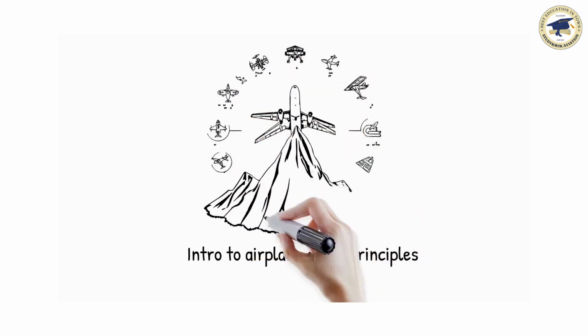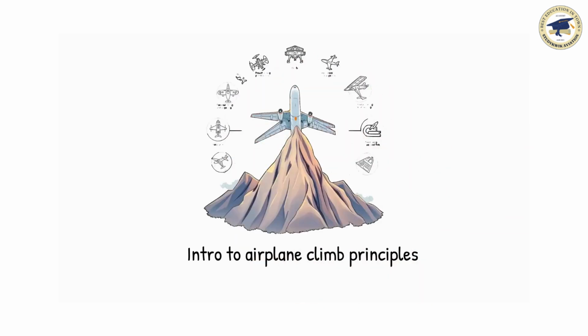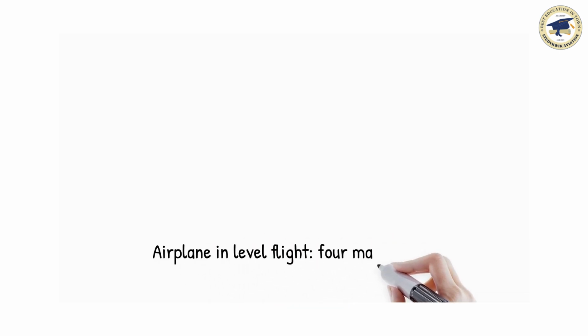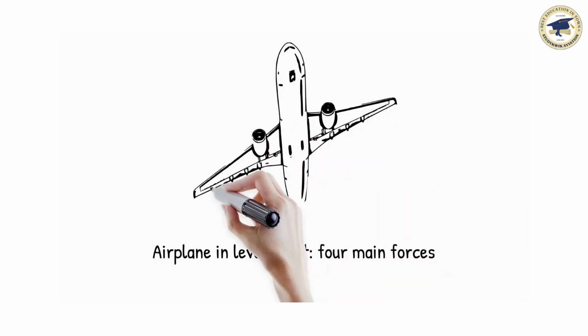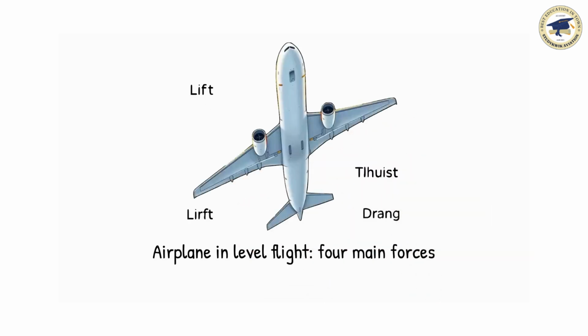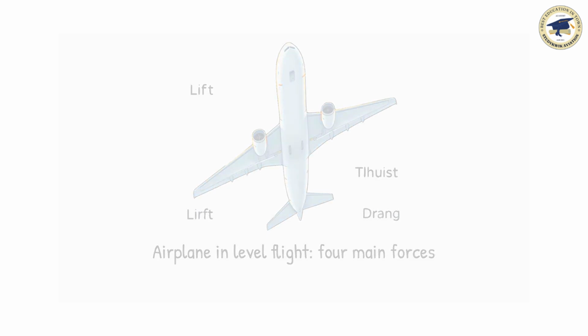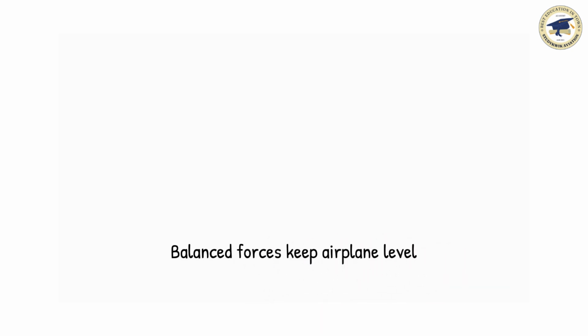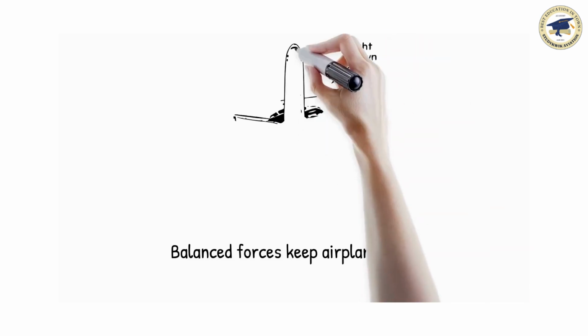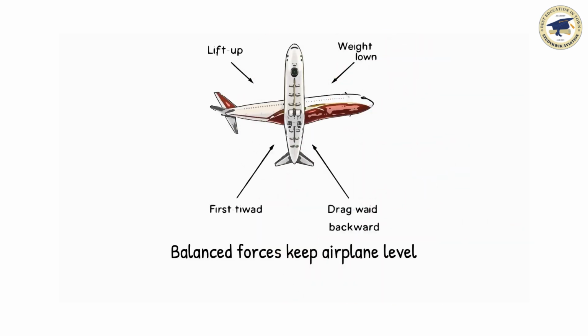Today we're going to explore something every pilot experiences, but not everyone fully understands: the principles of an airplane's climb. Let's start simple. In straight and level flight, an airplane is like a perfectly balanced scale. It experiences four main forces: lift, weight, thrust, and drag, which keep the aircraft stable. Lift pulls you upward, weight pulls you downward, thrust pushes you forward, and drag pulls you backward. When these four are in balance, the airplane flies straight and level without climbing or descending.